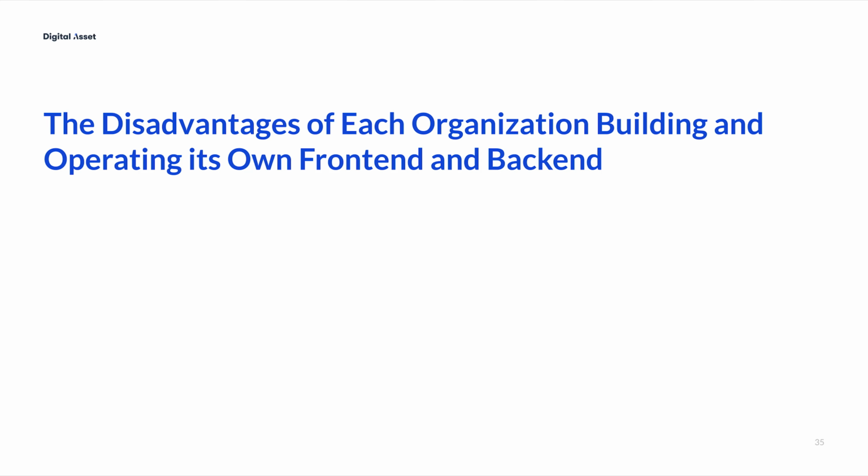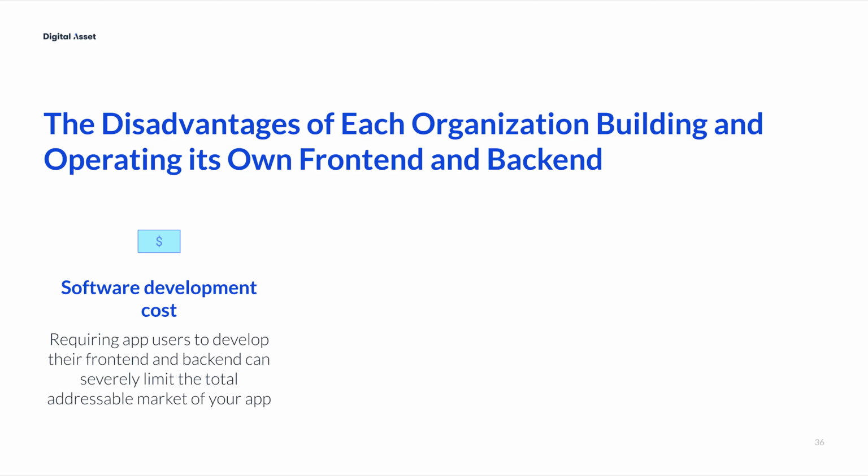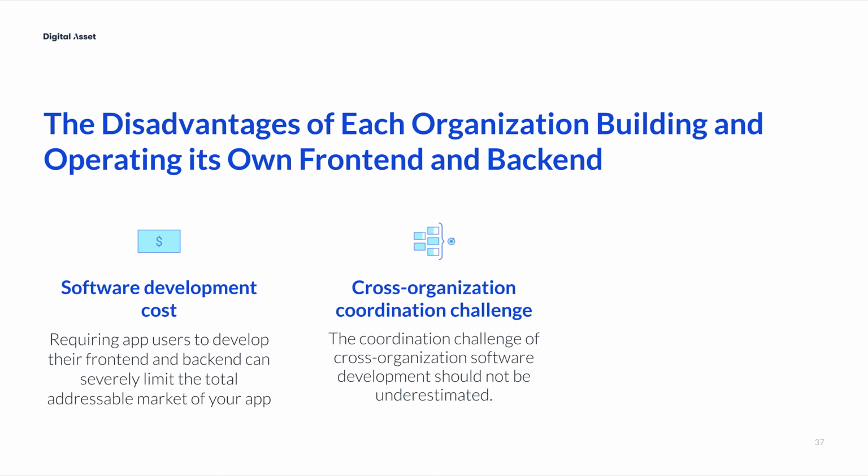The disadvantages of the most flexible architecture include app user software development cost. The app provider always needs to build and operate its own front end and back end. App users, on the other hand, may not need to. When app users build their own front end and back end, they need budget and expertise for developing and maintaining their front end and back end code. Requiring app users to develop their front end and back end can thus severely limit the total addressable market of your app. Cross-organization software development.